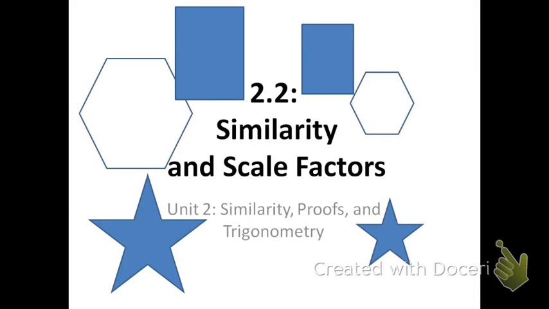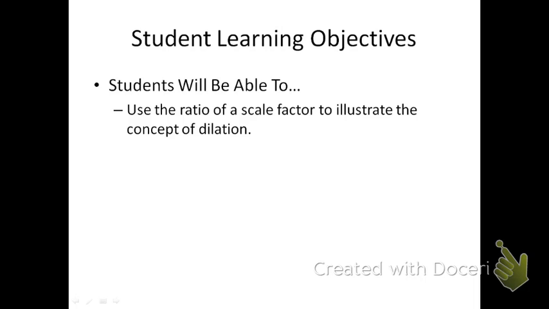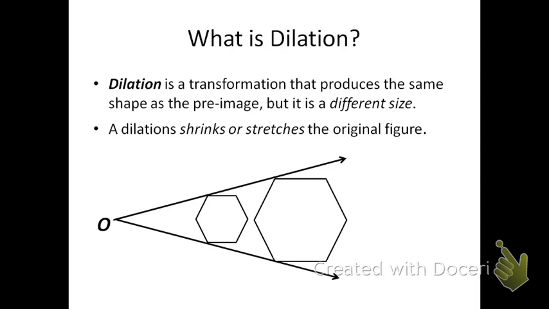Alright, time for lesson 1 of 2, where we are now in lesson 2.2 talking about similarity, and we're going to learn what similarity is with scale factors. There is a theme to why you have two of the same shape but different sizes. So, with our standard, we're going to use the ratio of a scale factor to illustrate the concept of a dilation. Now, actually, I have used the term dilation in class before, but we haven't actually studied that.